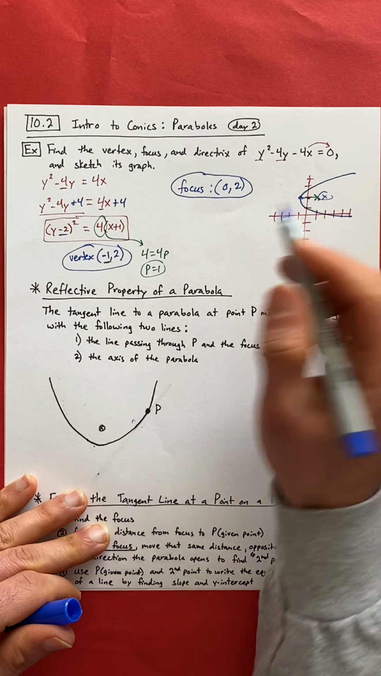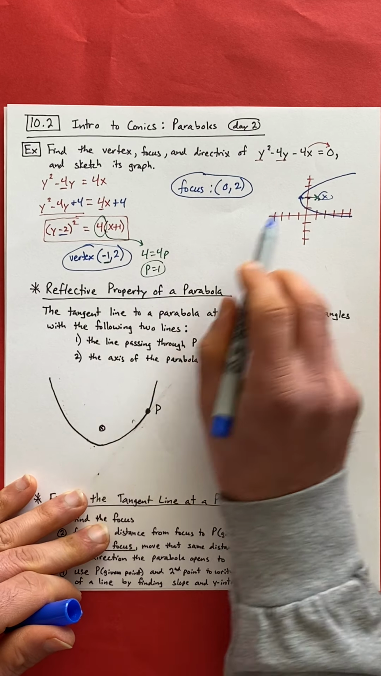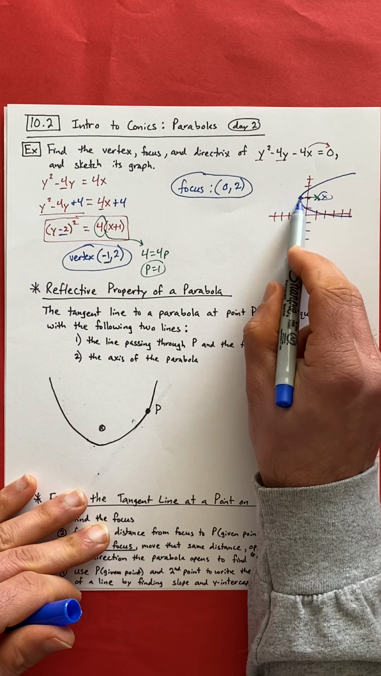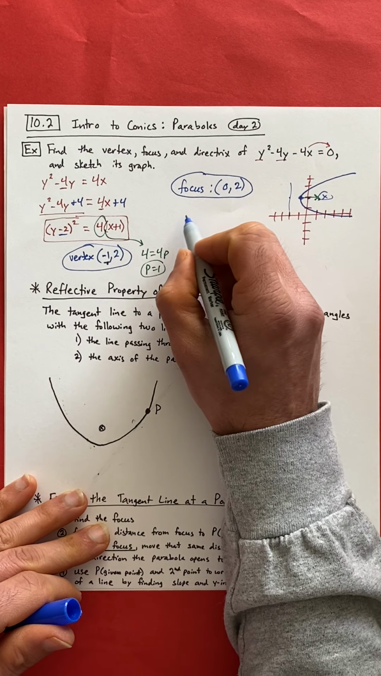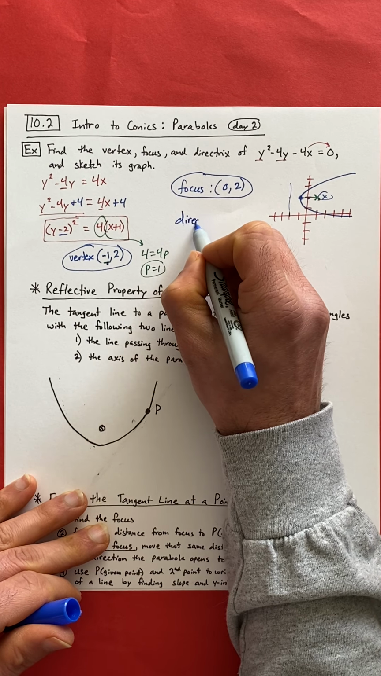Next thing I do is find the directrix. If I moved 1 to the right to get the focus, I would move 1 to the left to get the directrix. So now subtract 1 from that, and that's going to give me the number I need for the directrix.